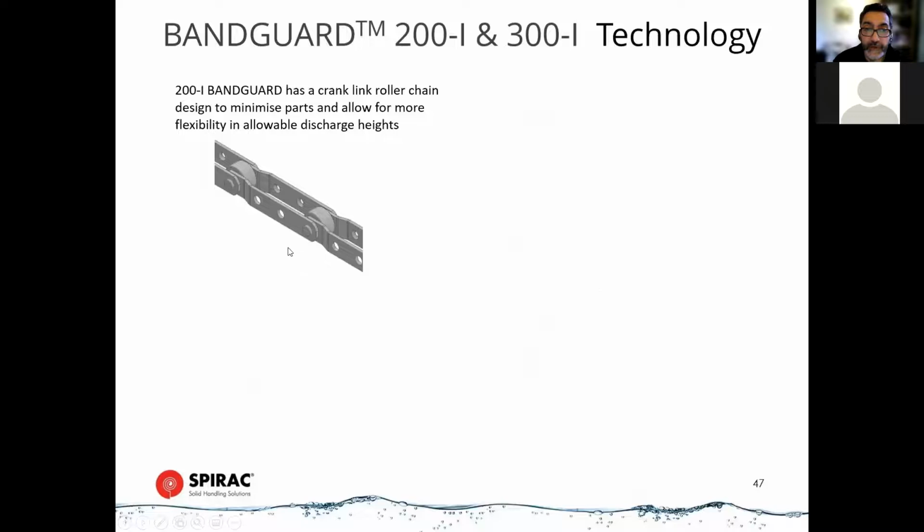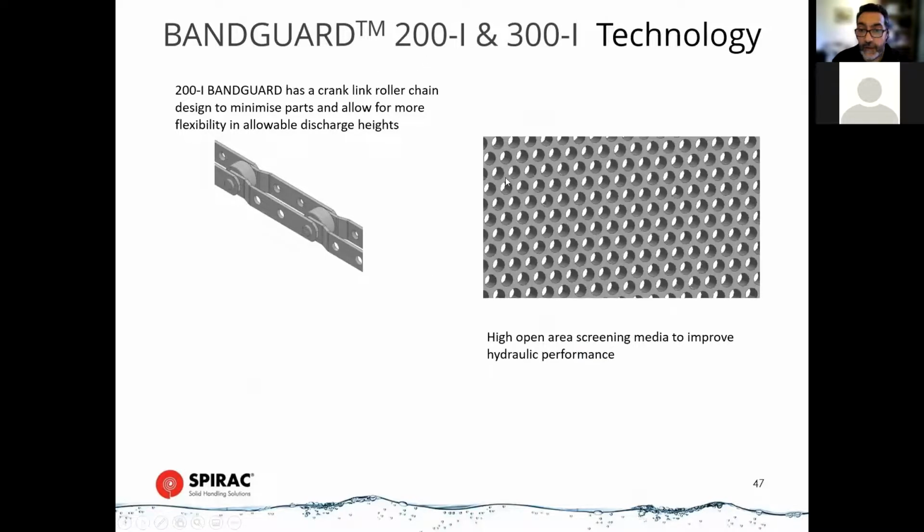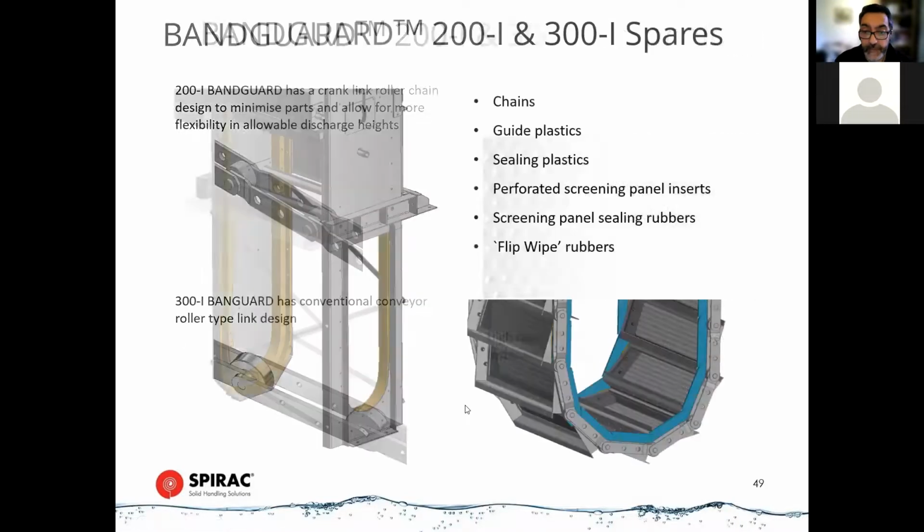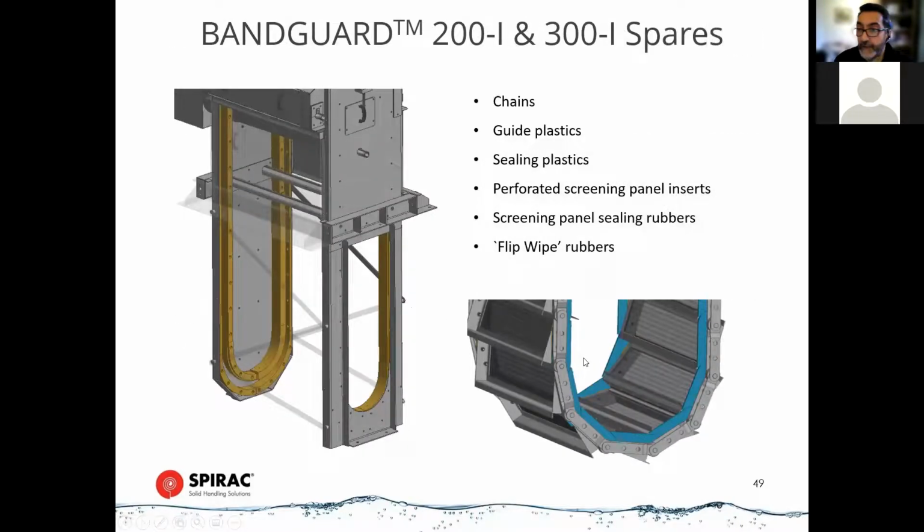Again, we'd use a crank link chain on the smaller type of screen, which is the 200 pitch chain. Similar profile for the channel, for the perforated plate, and the larger screen, a 300 pitch, or we can do a 450 pitch, again, depending upon the size of the screen. This is more conventional roller type chain. Again, readily available in mild steel, stainless steel, or duplex, of course, that's special order, but we can provide the different materials to suit different applications. Spares, again, similar chains and guide plastics.